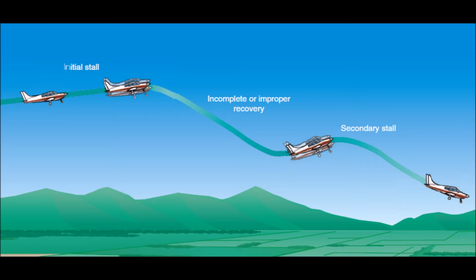There's my stall. So now I go to recover, but I pull back too quick and it snaps into a stall and it's going to start into a spin if you don't correct for that. Okay, so that's a secondary stall. When it catches us off guard, it'll start going.